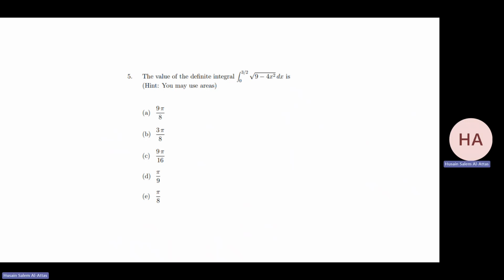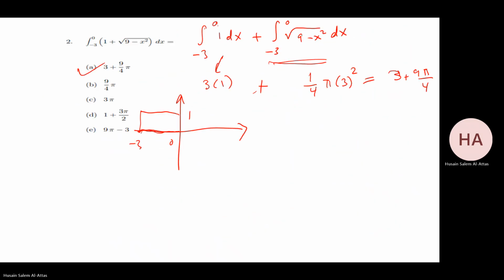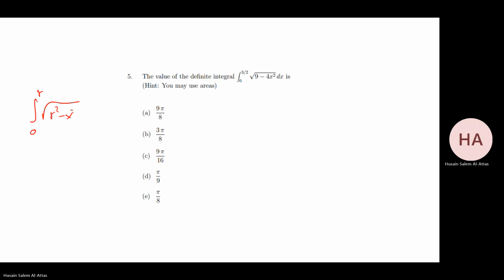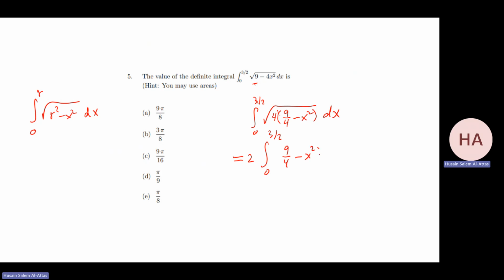The value of this definite integral: usually I have from 0 to r, square root of r squared minus x squared. They don't have r squared minus x squared, they have 4 minus x squared, and this is not r. But if I do some manipulation, if I take 4 as a common factor, so I have 4 outside, that will be 9 over 4 minus x squared dx. And that will be 2 outside, integral from 0 to 3 over 2 of square root of 9 over 4 minus x squared dx.